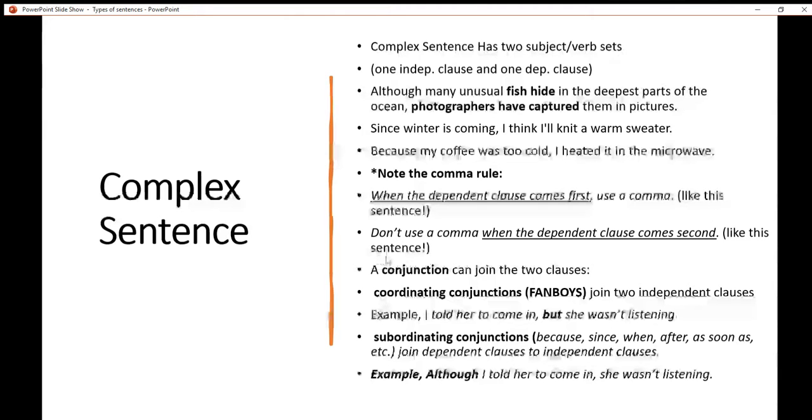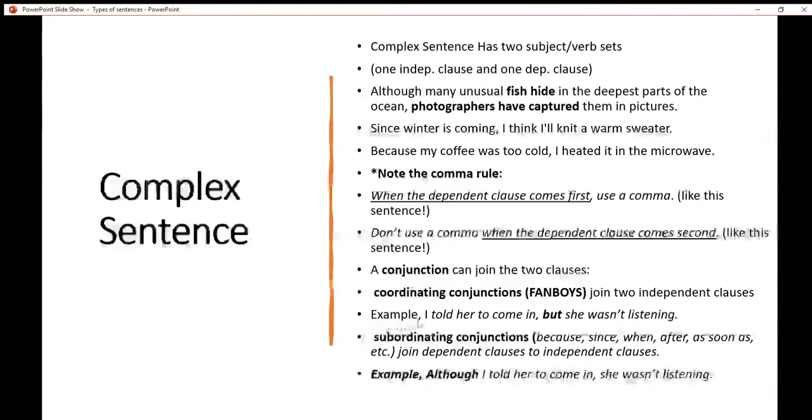Okay, a conjunction. A conjunction can join the two clauses. The coordinating conjunctions, FANBOYS, as known, join two independent clauses. For example, I told her to come in, but she wasn't listening. So these two independent clauses use the coordinating conjunction but, as we know, from all these coordinating conjunctions.